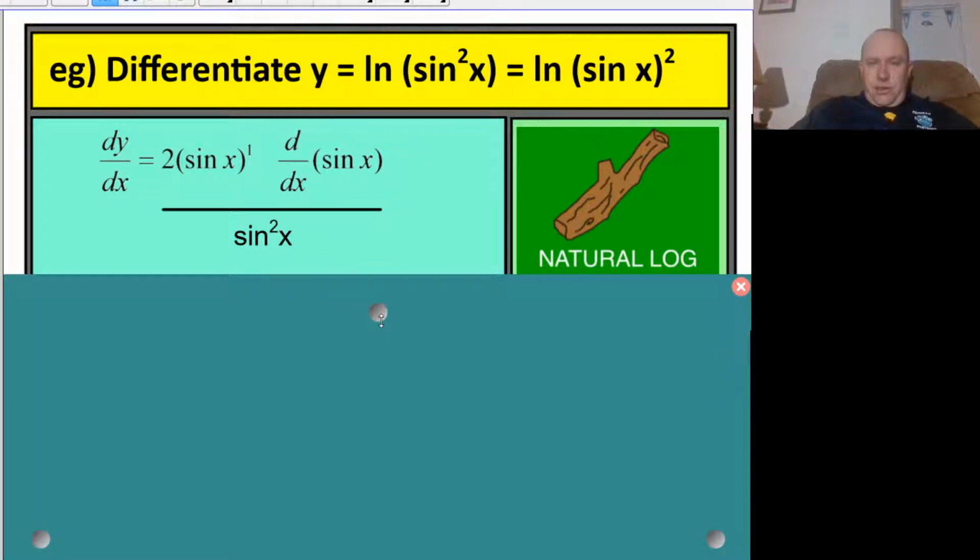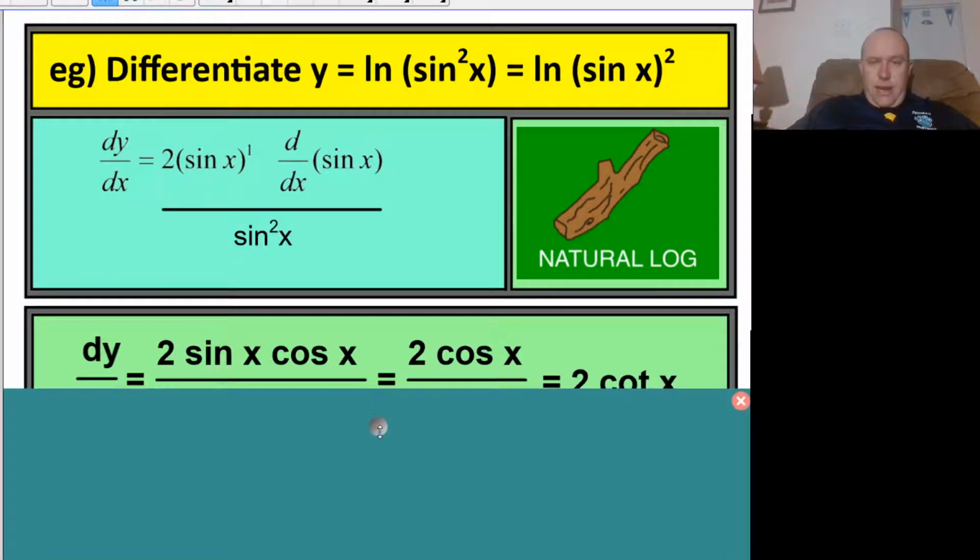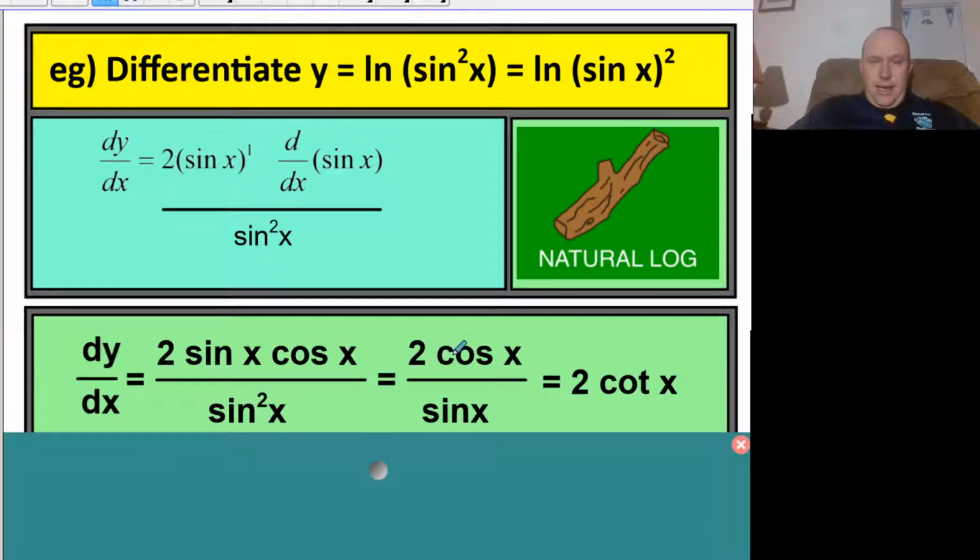Now the differential of sine x is cosine x, so we could certainly put that. I wrote sine squared out here, and I can cancel the sine x on top and bottom, giving us this. And of course, cosine over sine would give us cotangent. And quite a complicated question.